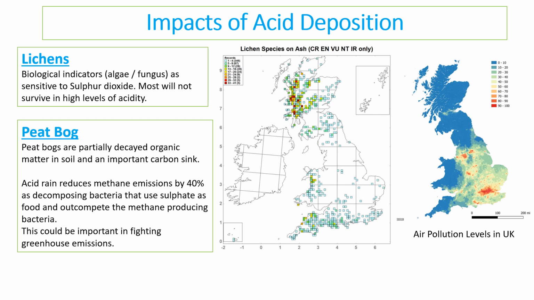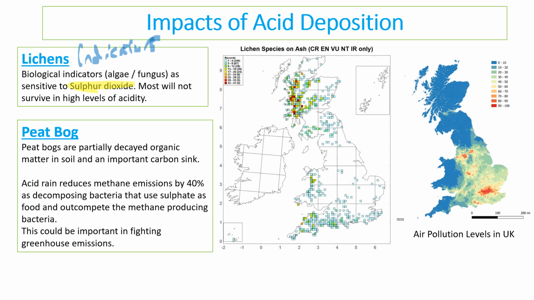So how can we measure the impacts of acid? What are the impacts generally of acid deposition? Well, other than the impacts we just talked about on plants and fish, lichens are also an important thing. So you'll be aware that lichens are biological indicators, which means that they are affected by sulfur dioxide and nitrogen dioxide in the air, and particularly sensitive to sulfur dioxide levels. And most of these will not survive, therefore, in high levels of acidity.